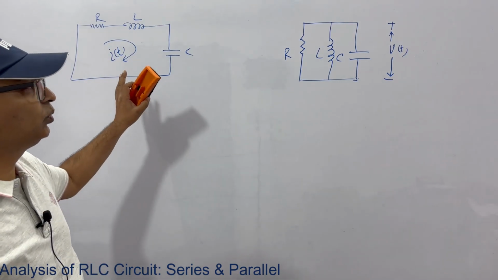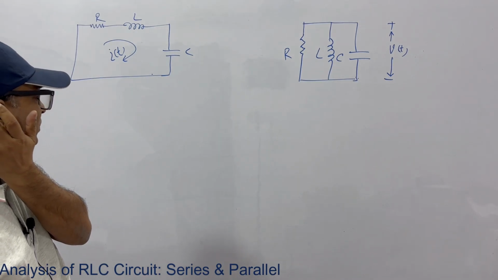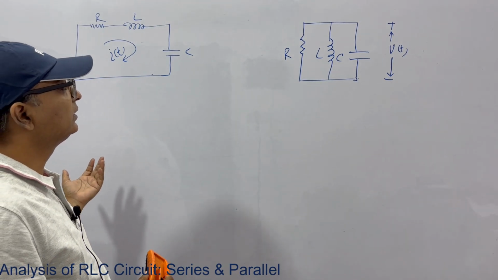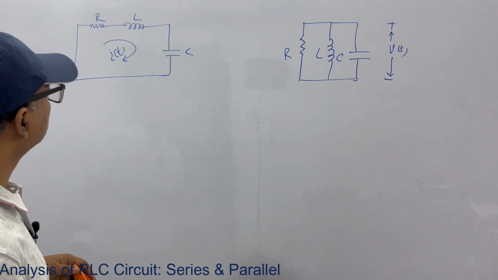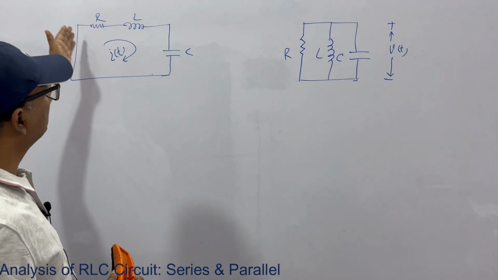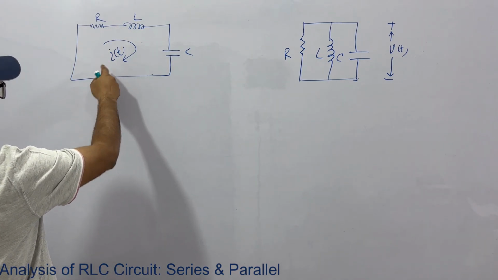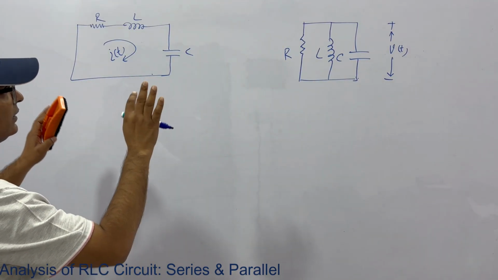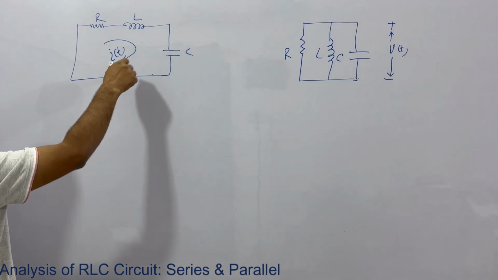So we have two possible combinations for RLC circuit. I shouldn't say possible. There can be numerous combinations. There are numerous combinations possible. We can have parallel RLC also attached to this. Like we can have a circuit from here to here. So let's analyze these two simple circuits, one in series and one in parallel. So let's apply KVL here.